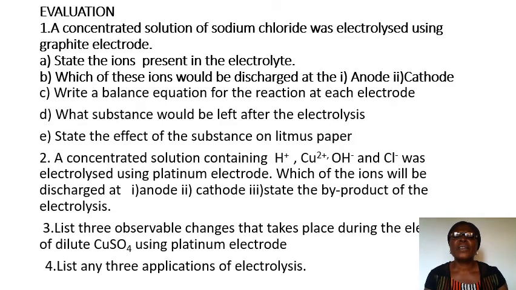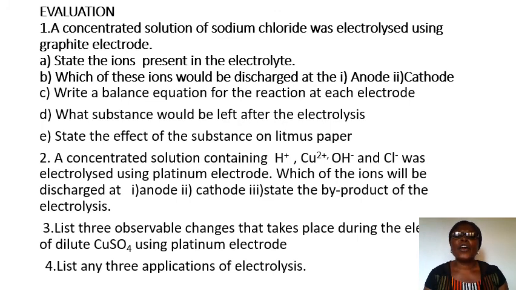My dear students, having come to the end of today's lesson, I will evaluate you with the following questions. Number one, a concentrated solution of sodium chloride was electrolyzed using graphite electrode. A, state the ions present in the electrolyte. B, which of these ions will be discharged at I, anode, II, cathode? C, write a balanced equation for the reaction at each electrode. D, what substance will be left after the electrolysis? E, state the effect of the substance on litmus paper.